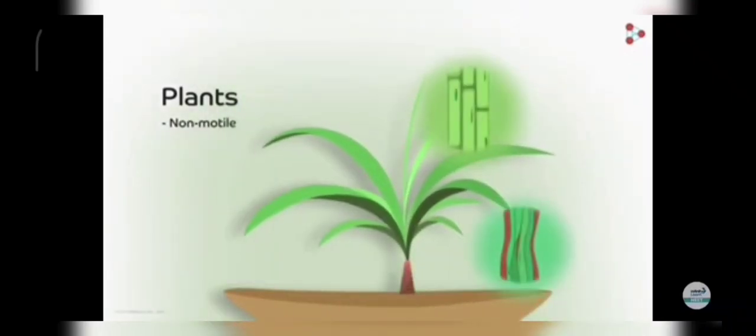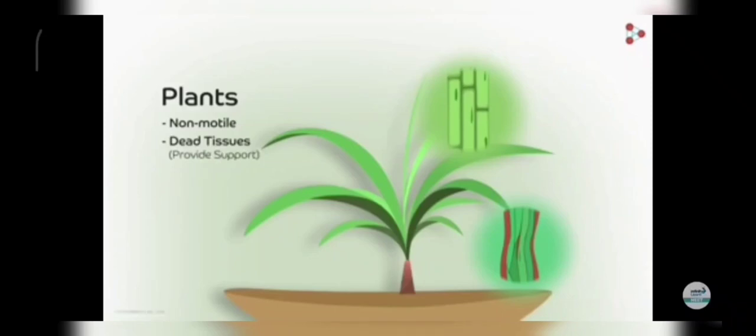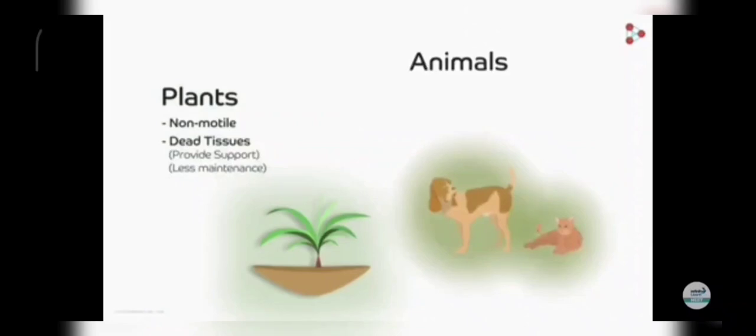Do plants move from one place to another like animals do? No, plants are stationary, meaning non-motile. Plants have mostly dead tissues because plants need mechanical support and they do not need living tissues. Plant tissues also need little maintenance. Then what about animals? Animals move from one place to another. So animals have living tissues.